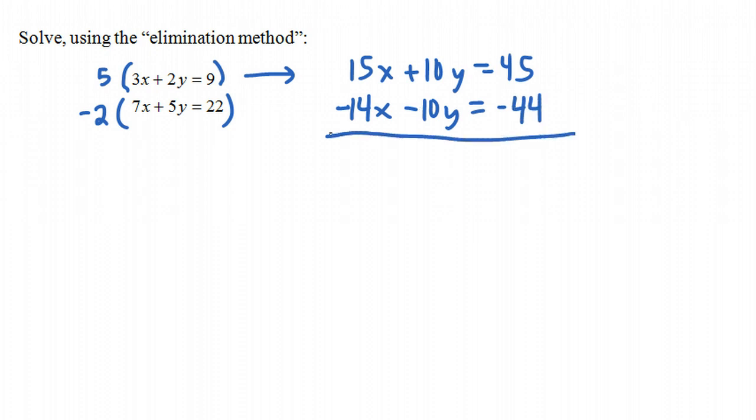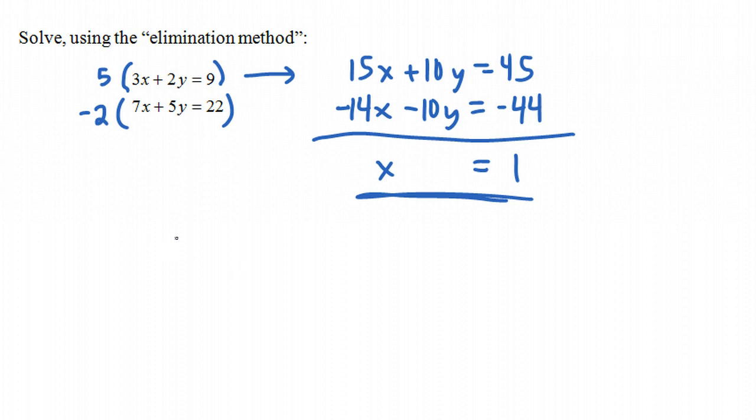Okay, now if we add these two equations up, 45 plus minus 44 would be 1. The y's go away. We've eliminated the y's. And now 15x plus a minus 14x would just be x. Okay, so we have x is equal to 1. That's the x value of the solution.